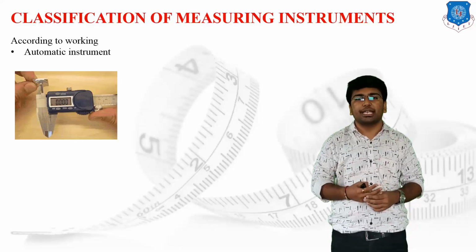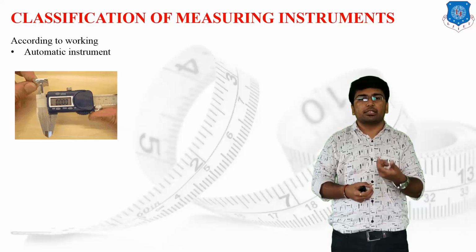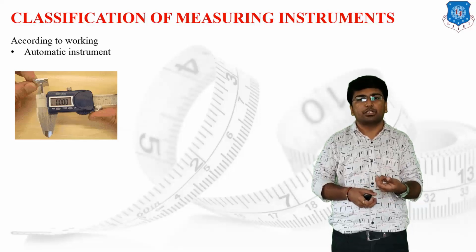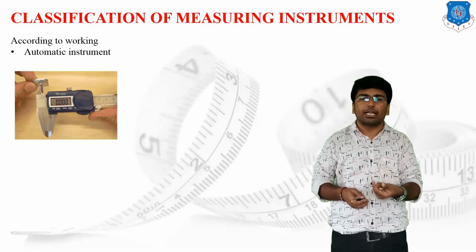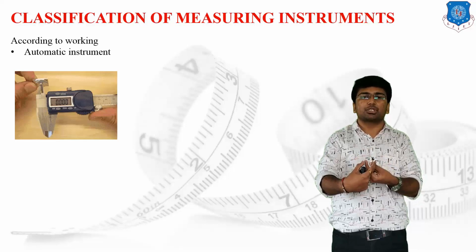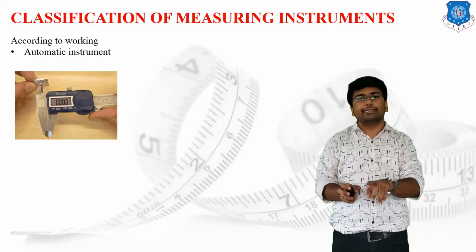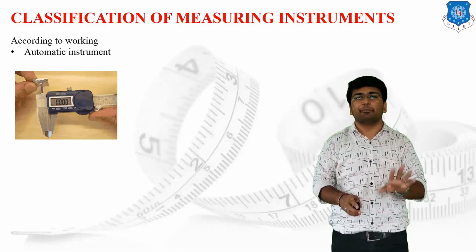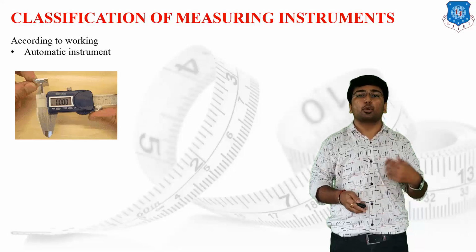On your screen you can see a digital vernier caliper. Suppose I have to measure some linear dimension. What I am supposed to do is open the jaws, put the workpiece inside and just close the jaws. As the jaws close on the workpiece, on the digital display you can directly read the dimension of the given workpiece. Such an instrument is known as an automatic instrument.